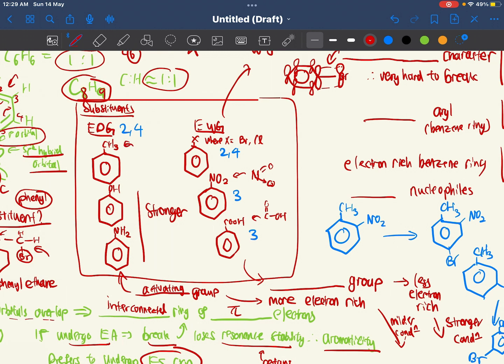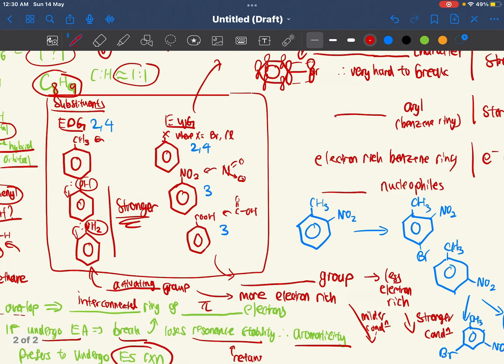For CH3, it's more of an inductive effect. It's an electron donating alkyl group, but the extent of increase in electron richness is lower compared to OH and NH2, because the lone pair of electrons on O and N delocalizes into the benzene ring, therefore making it more electron rich and a stronger activating group.